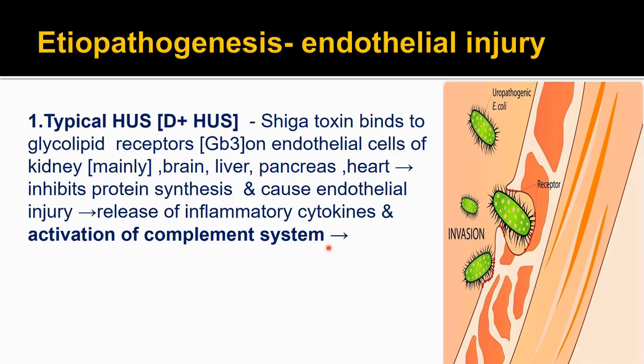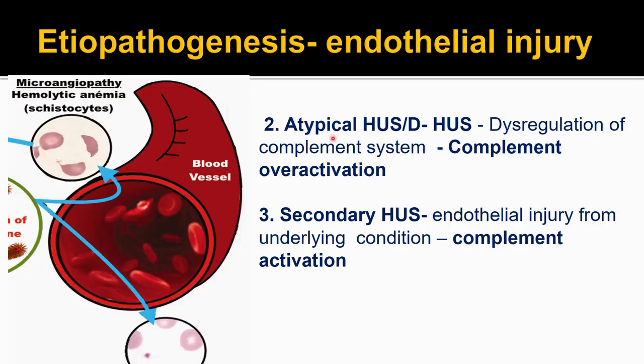Then there is a release of inflammatory cytokines and activation of the complement system. Whereas in the atypical HUS, if it is the inherent complement dysregulation type, then here there is dysregulation of the complement system and there is complement overreactivation. And in the secondary HUS, the endothelial injury is caused by the underlying condition or disease, and then ultimately it leads to complement activation. So in all three types, there is ultimately complement activation after the endothelial injury.